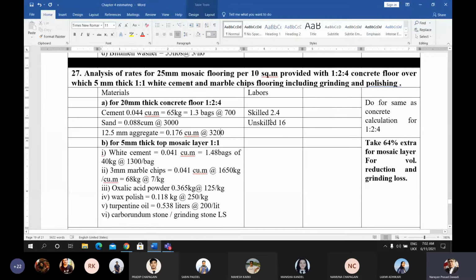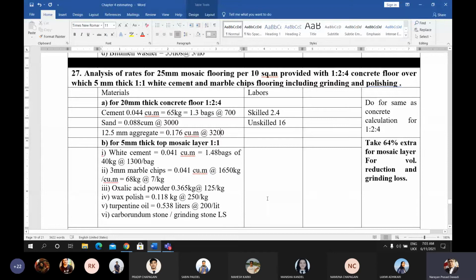Deducted. Unskilled manpower will be reduced if we use the machine for grinding. Okay. For this rate analysis, this is totally done with the help of manpower. This is labor intensive work, not using the machine. Okay, the labor grinds the floor by themselves without using the machine.